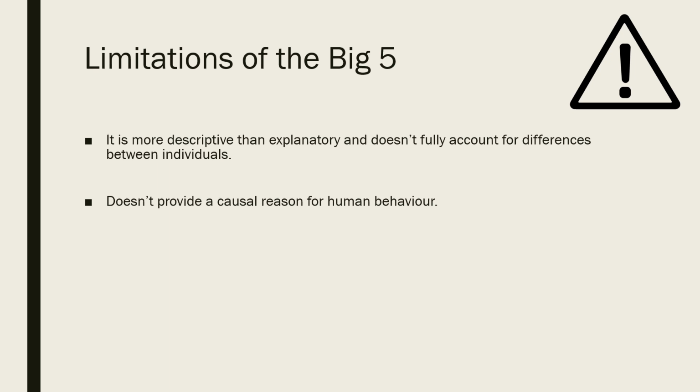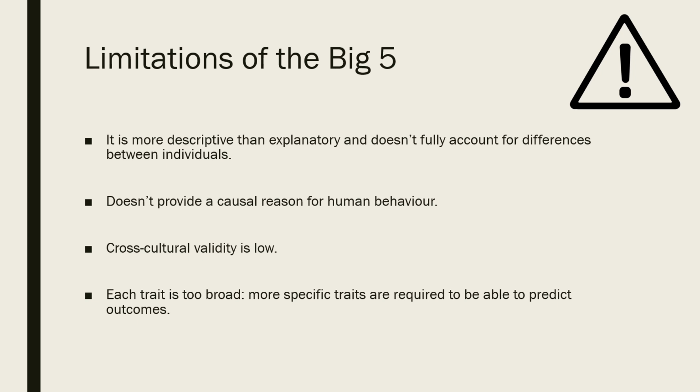Another limitation is that while the Big Five has been tested in many countries, it has limited cross-cultural validity, as there have only been a few studies that have been conducted in illiterate and non-industrialised populations. Furthermore, the findings from these studies have not supported the Big Five model. Lastly, a common criticism of the Big Five is that each trait is too broad. It is argued that more than five traits are required to encompass the entirety of personality, and that while the Big Five is useful in terms of providing a rough overview of personality, more specific traits are required for the model to be of use for predicting outcomes.